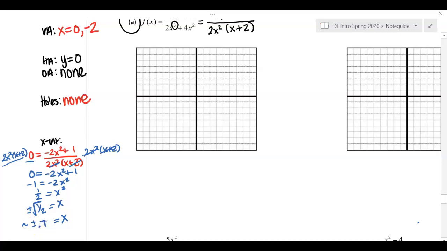So I have 2 x-intercepts. I have one at positive 0.7 and one at -0.7. Oops.